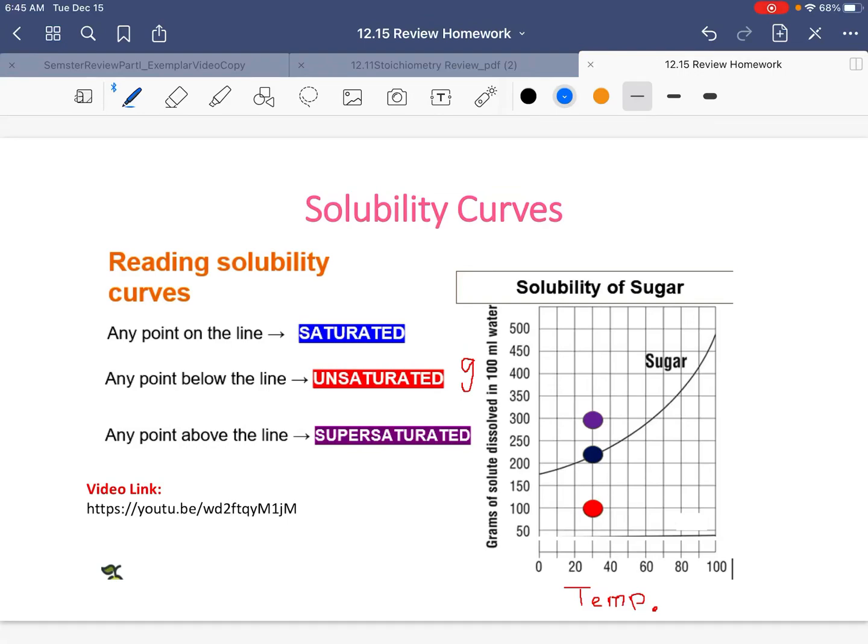Hi class. So this next one is solubility curves. It is one of my favorites. So solubility curves are really easy to read. You just have to remember to keep your eye on the point. That is our main focus.